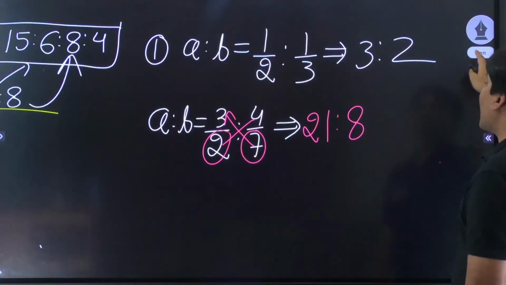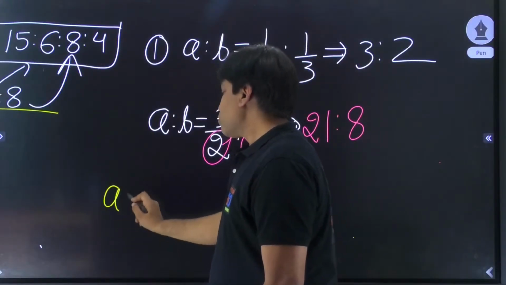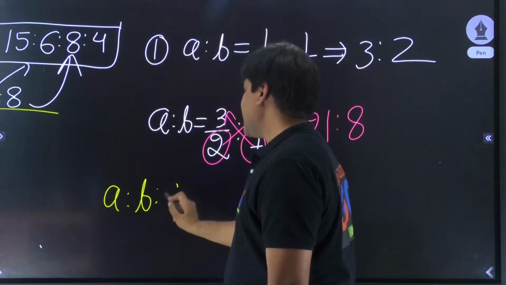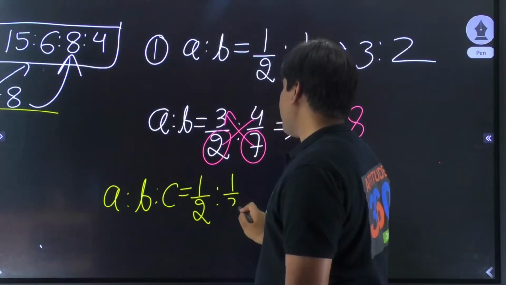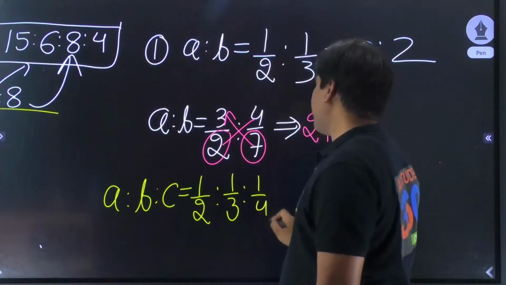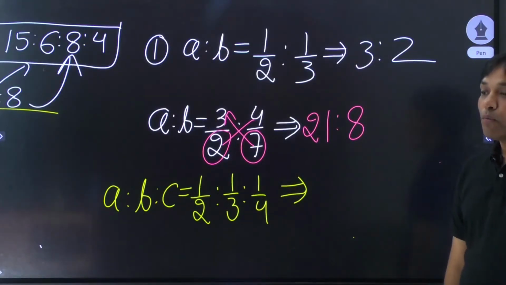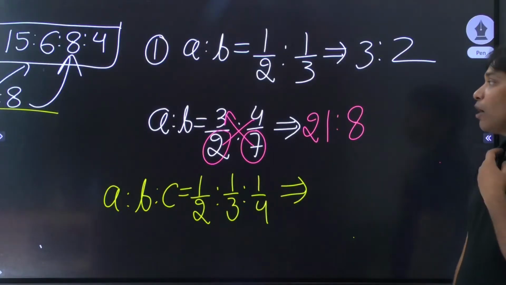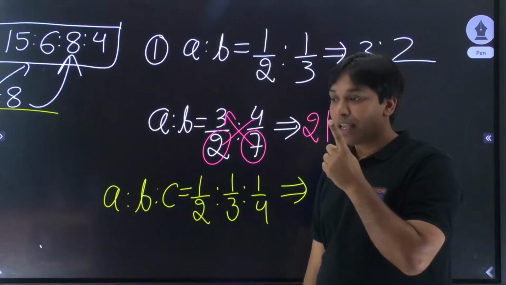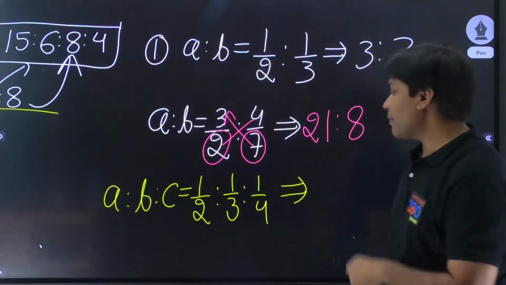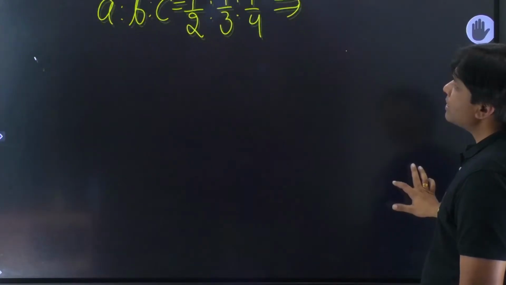But if you have been given something like this, A is to B is to C as 1 by 2 is to 1 by 3 is to 1 by 4. Now what is that you should be doing? Tell me. How should you be doing now? Would you be able to do the cross multiplication? I don't think so. आप तो क्रॉस मल्टीप्लिकेशन काम नहीं करेगा आपको. आप क्या करोगे इस प्रॉब्लम पे? बड़ा सिंपल.